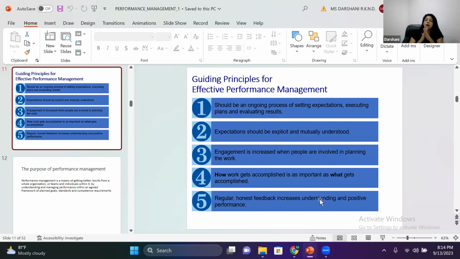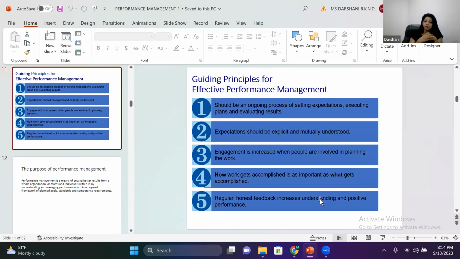So I told you, whatever we do in management, the first thing is we set our expectations, our plan, our goal. Setting expectation means what? Setting our goals, setting our objectives, right? And we execute our plans. Then evaluate the results, right? That is the first principle of performance management.